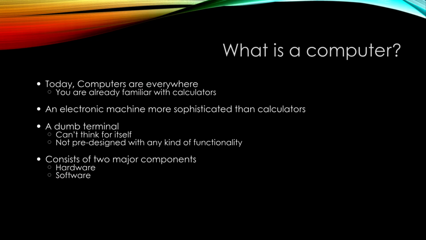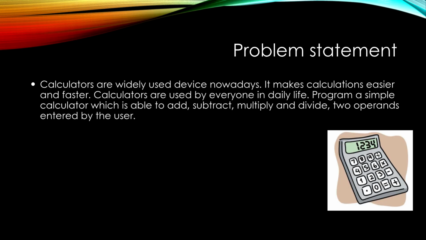What is a computer? Today, computers are everywhere. You're already familiar with calculators. A computer is an electronic machine more sophisticated than a calculator. A dumb terminal can't think for itself and is not pre-designed with any kind of functionality. A computer consists of two major components: hardware and software.